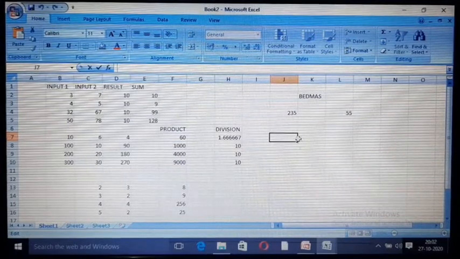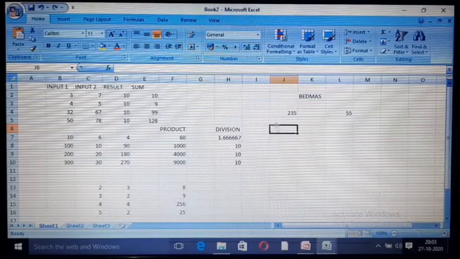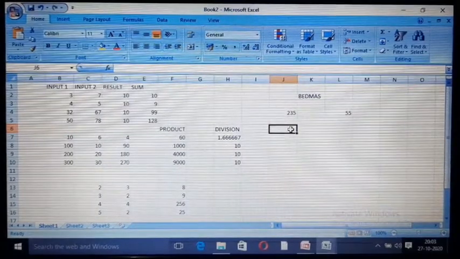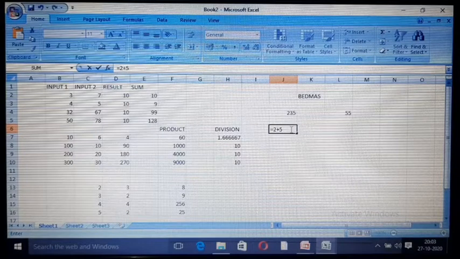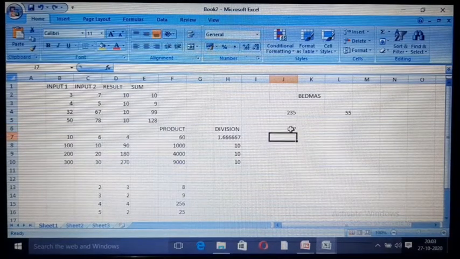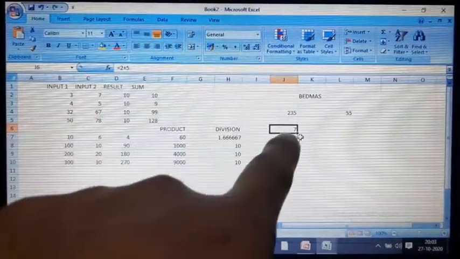If you simply click somewhere in any cell here, and if you simply write, suppose, 2 plus 5 like this, then press enter. Now click here on 2 plus 5, click on the cell.